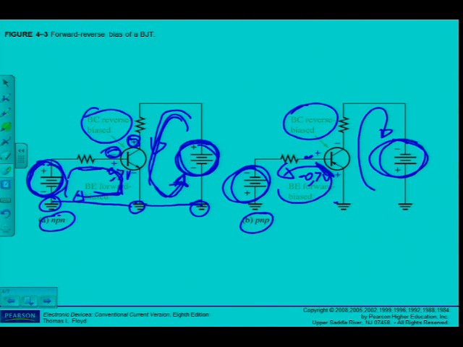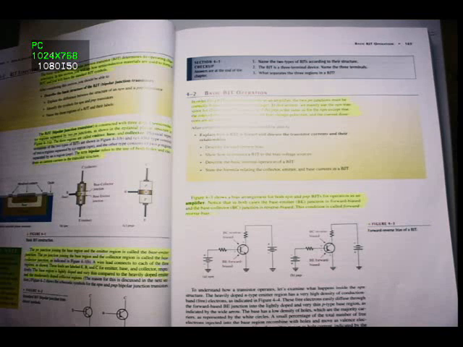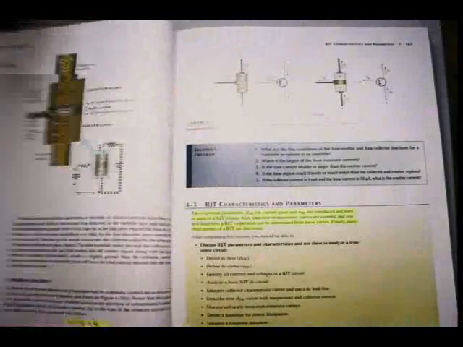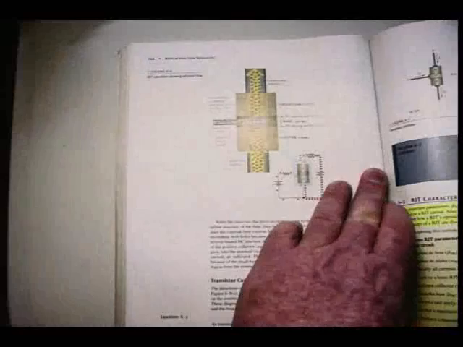Alright, so if we can refer back to the textbook, I've marked some things here. There's the figure 4.3 that we've just discussed. I've marked that first paragraph. It shows the bias arrangement for both NPN and PNP BJTs for operation as an amplifier. Don't forget the keyword there, it's an amplifier. Notice that in both cases the base emitter junction is forward biased and the base collector junction is reverse biased. You can underline this. This condition is called forward reverse bias. Alright, you can read through the section below that. It's basically what I've explained to you what happens.